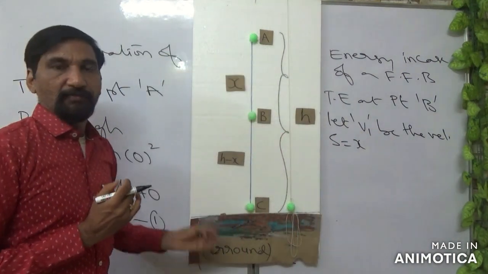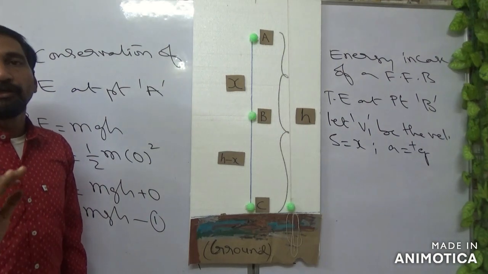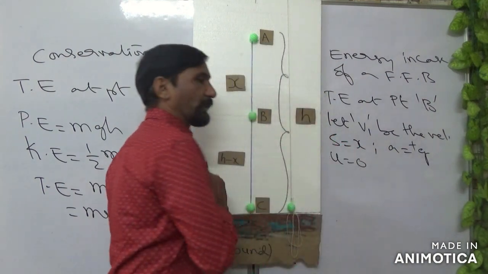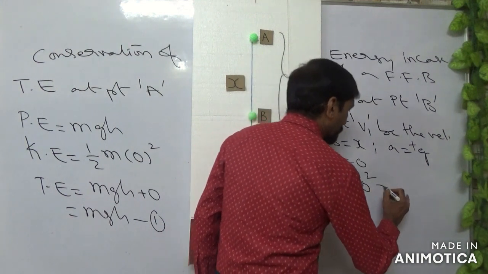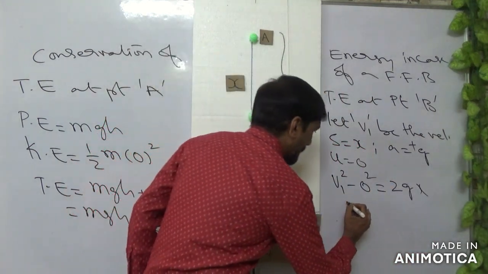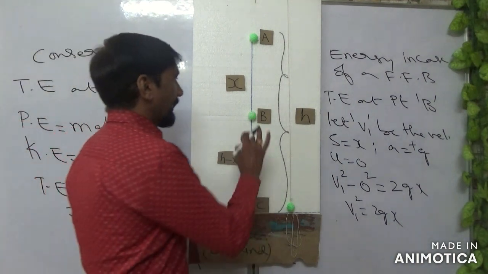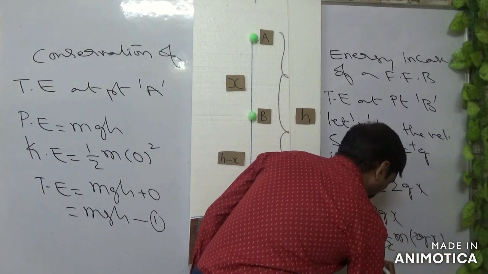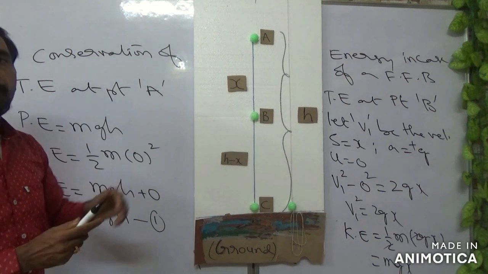Acceleration for a freely falling body is always due to gravity, plus g, because it is coming towards the ground. So V unknown, S known, A known, and starting velocity for a freely falling body is 0. Make use of the relation V square minus U square equals 2AS, meaning V1 square equals 2gx. Therefore kinetic energy at this point is half mv square, so the 2 cancels, giving mgx. So kinetic energy at point B is mgx.